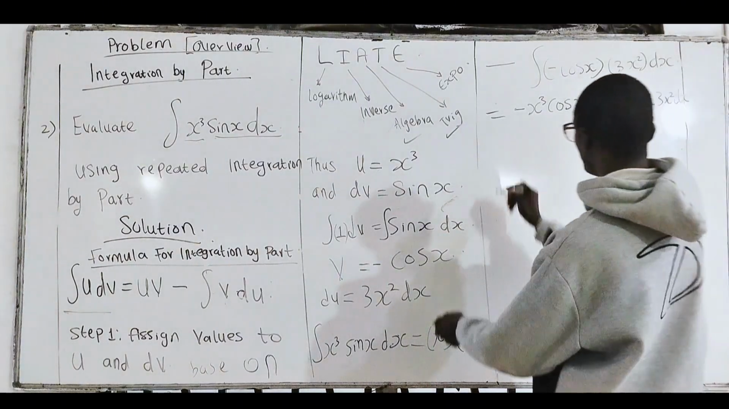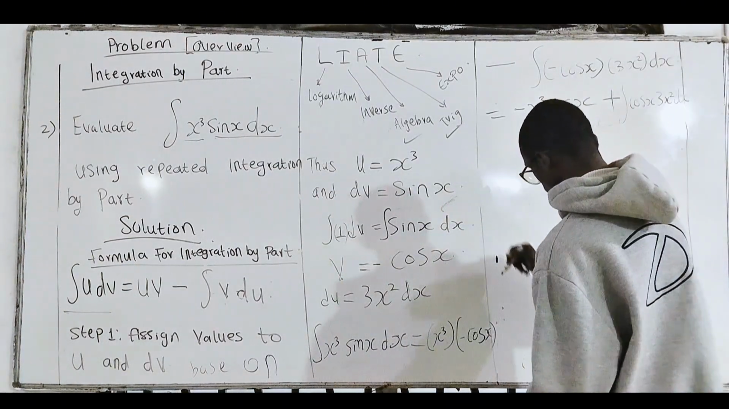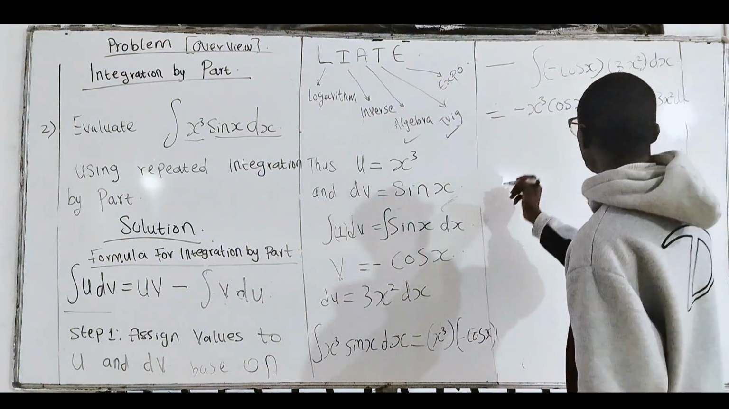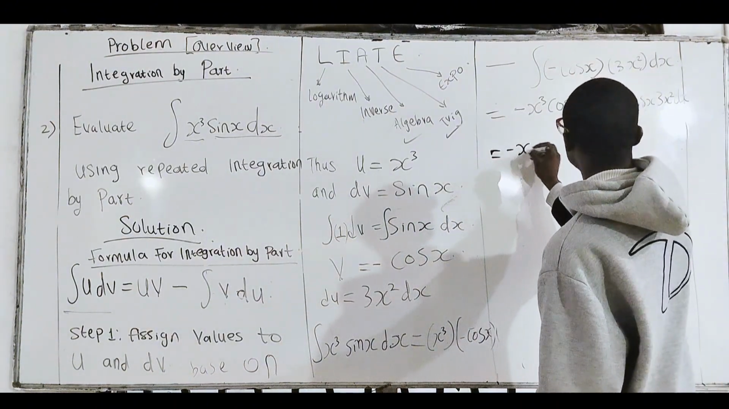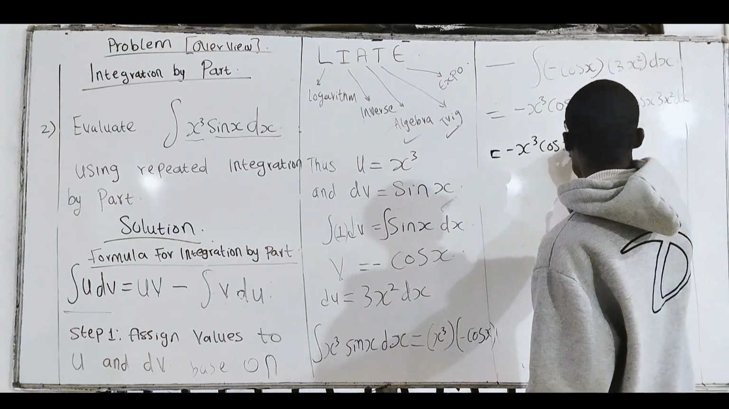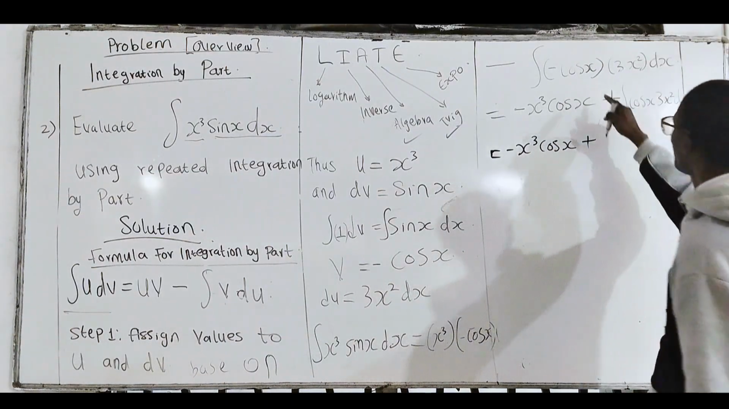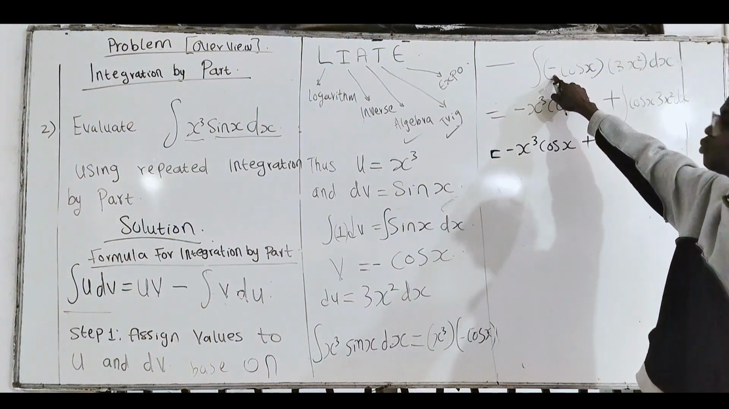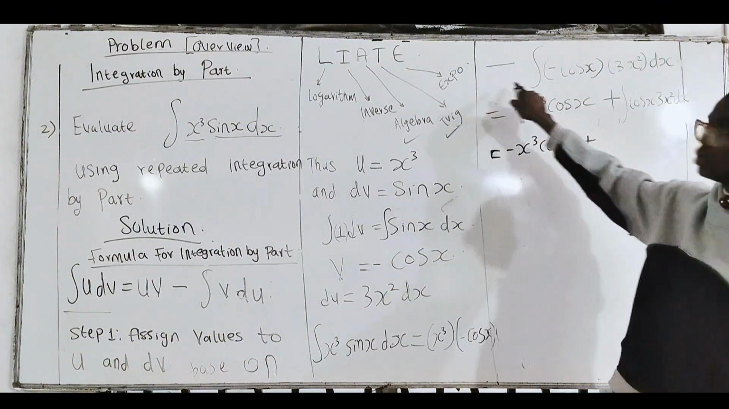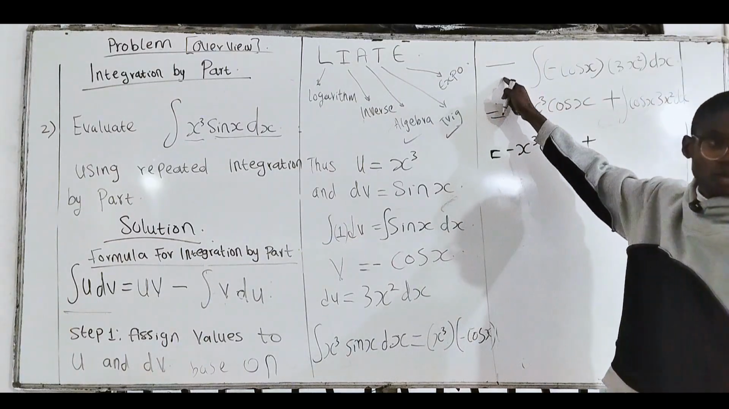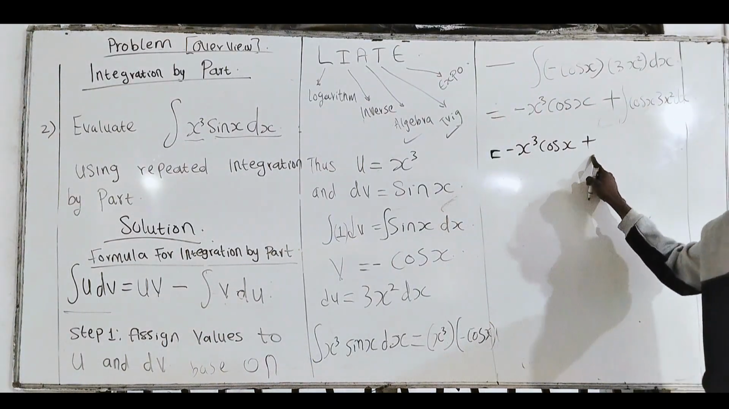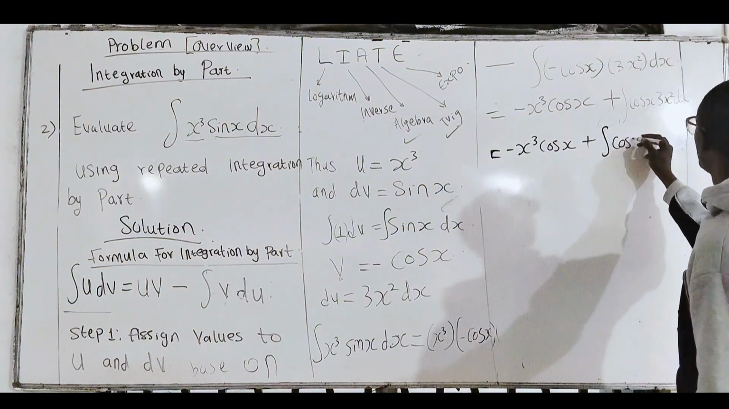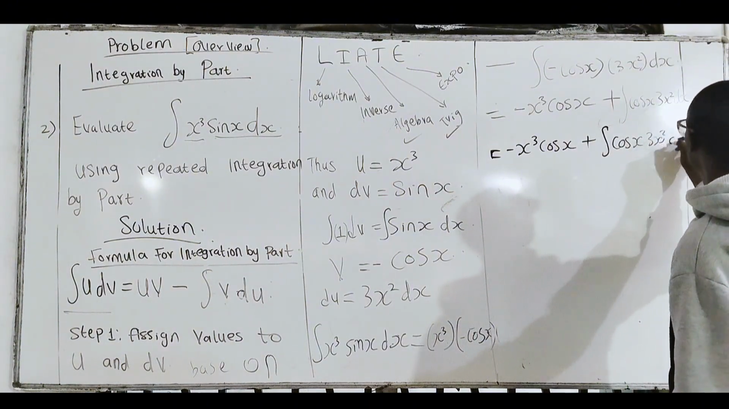So here now, I'll give you minus x cubed cos x plus. I've told you how I got the plus. There's minus here, and there's minus inside here. This minus, we are not integrating, so it can come out. Minus times minus will give you what? Plus. This will be integral cos x 3x squared dx.